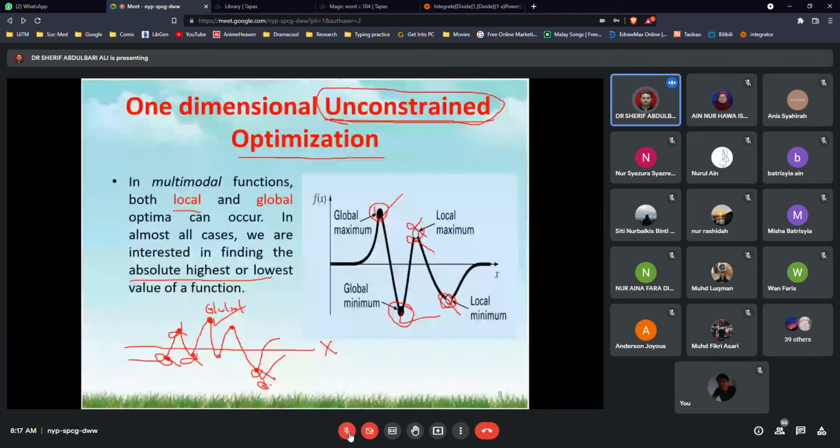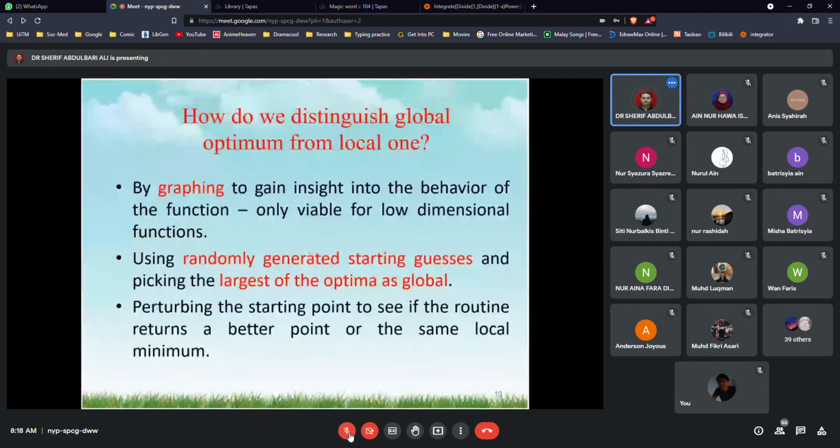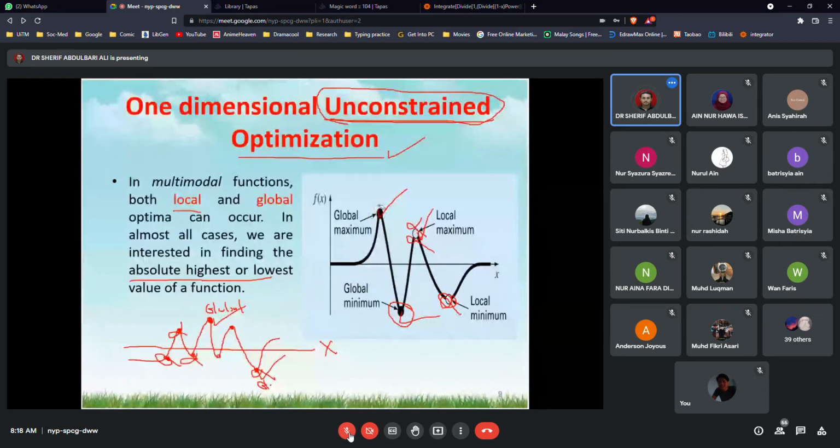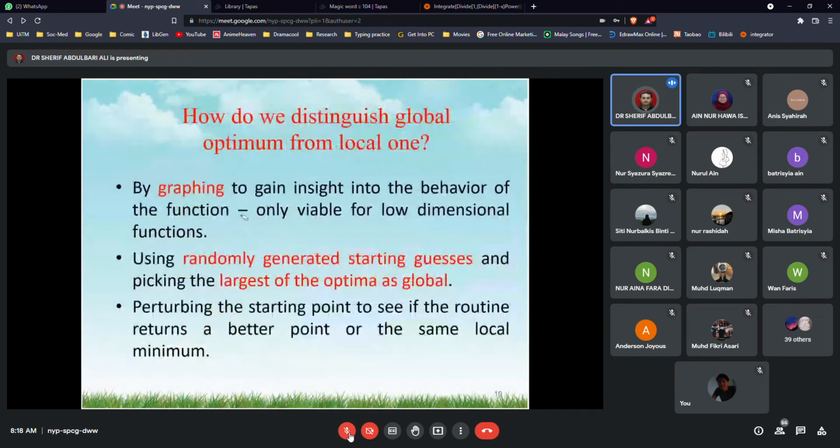Okay, but now you are going to ask a question. If I'm trying to solve, how will I know that this value is the global or this value is a local? So this is what we are going to use our methods today to teach us: how to find the absolute highest value. How are we going to distinguish the global optimum from the local one? The easy way is a graph. If you are using a graph, like we are seeing here, it's really easy to find where the global and local maximum are, right? So I can find that this value here is global, this is a local value. So by graph, we gain insight into the behavior of the function.